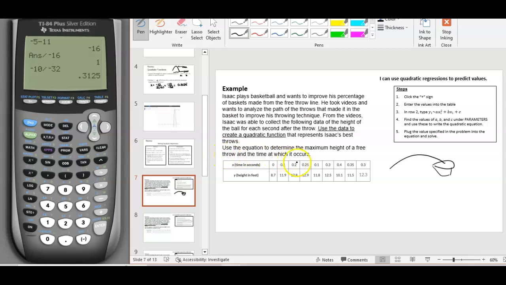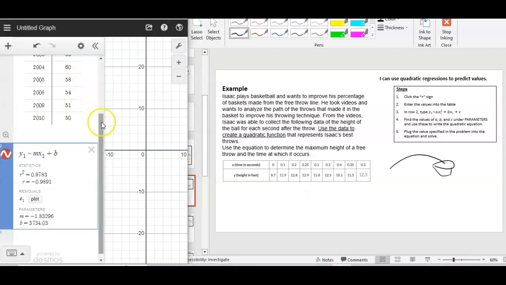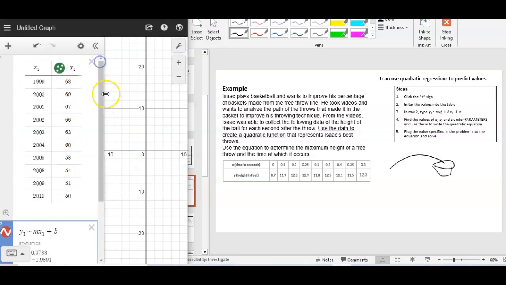And then we're going to use the equation to determine the max height of the free throw and the time at which it occurs. So first I'm going to show you how to do this on Desmos. Like I said, you can choose your favorite method. You don't have to use Desmos all the time, or you don't have to use a TI all the time, whatever makes sense for you.